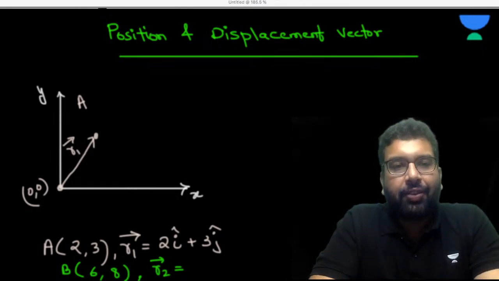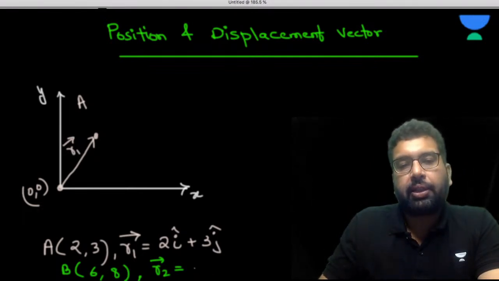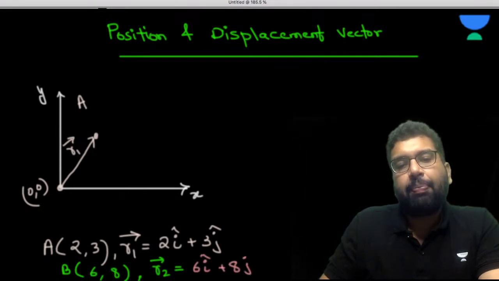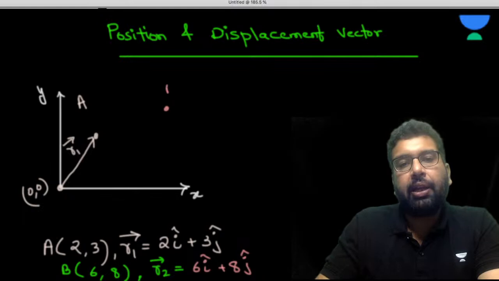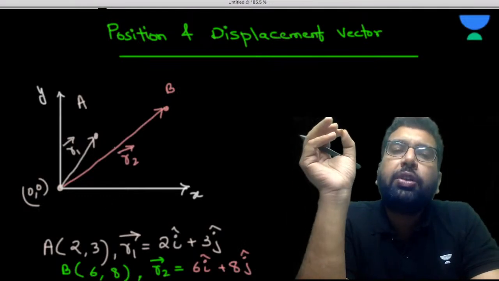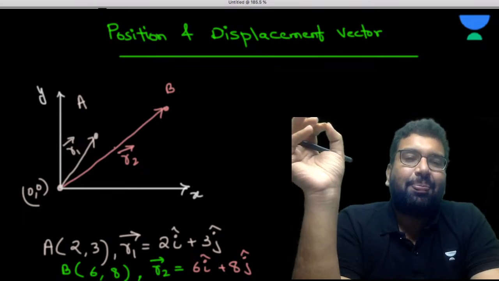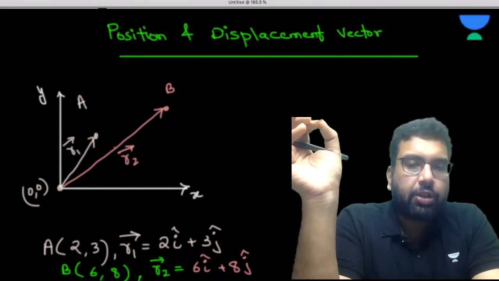So obviously, sir, we can do that. How? The components are 6 and 8, that means it is 6 i cap plus 8 j cap. So it must be somewhere here at B. Let's join it with another position vector. This is going to be R2 vector. So simply, the position vector helps us to determine the position of any point.